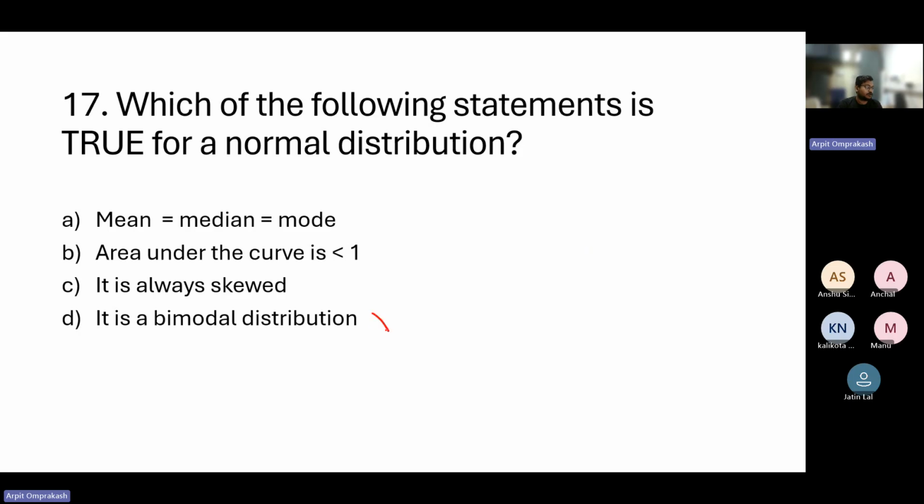So it is not a bimodal, it's a unimodal distribution. Area can be equal to 1 or greater than 1. It's just not negative. And it is not skewed at all. It is perfectly symmetrical. So the correct answer is option A, mean, median, and mode are the same for a normal distribution.